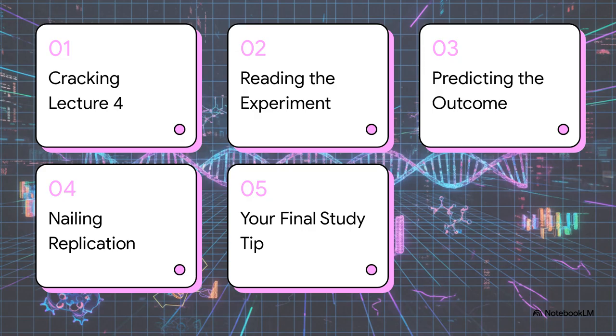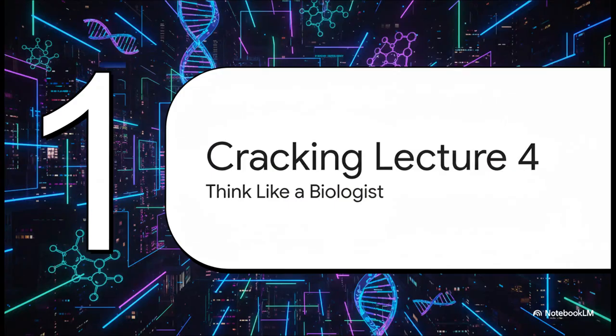So here's our game plan. First, we're going to tackle the mindset for Lecture 4. Then, we'll walk through how to actually read an experiment, how to predict what happens when things go wrong, and of course, how to nail down those super important replication details. And we'll wrap it all up with a final study tip that's going to tie everything together. Let's do this.